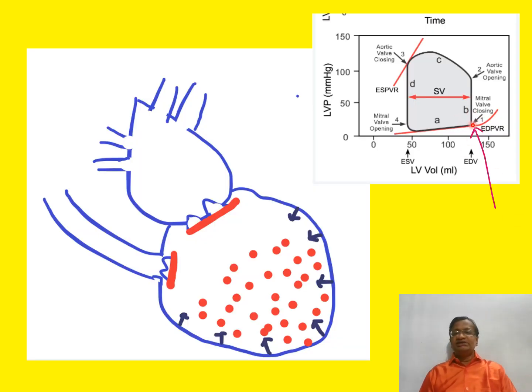Here you can see this is the isovolumetric contraction. Because filling is stopped, the mitral valve is closed, and the aortic valve is already closed. There are no valves open, so the volume remains the same. The left ventricle tries to contract with the same volume. The pressure increases, the volume does not change. This is the isovolumetric contraction phase, phase B of systole. Both the mitral valve and aortic valve are closed. The left ventricle starts to contract, tensed up, but there is no change in the volume.